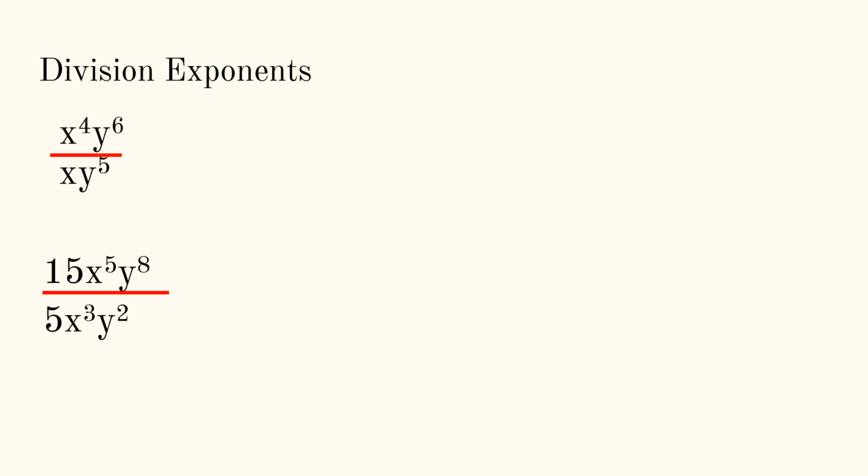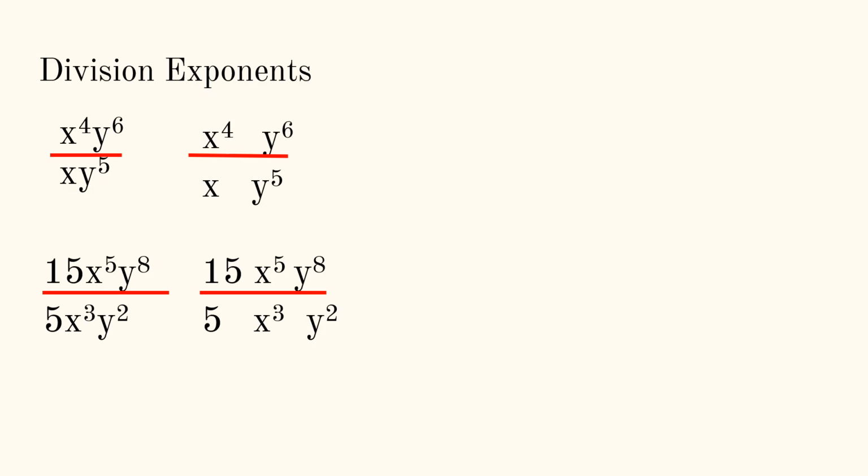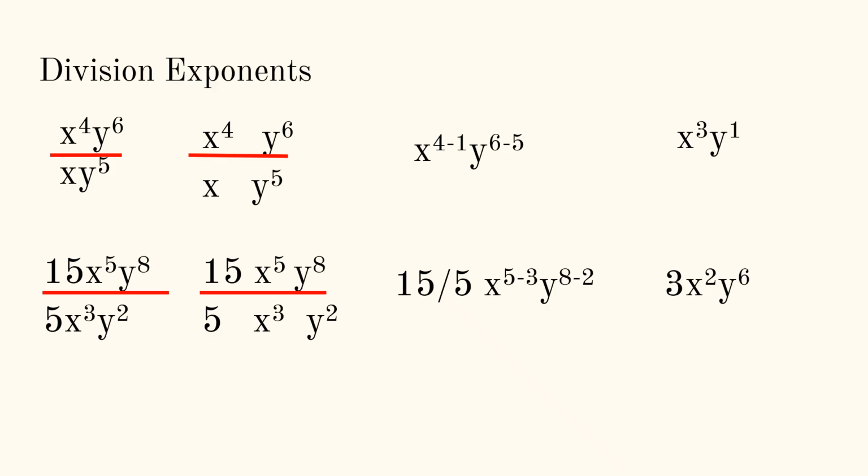Alright guys, so remember the first thing we want to do is separate our like terms. From here, we're going to follow the rule of division with like bases. Now, we're going to go ahead and simplify the exponents to get our final answer.